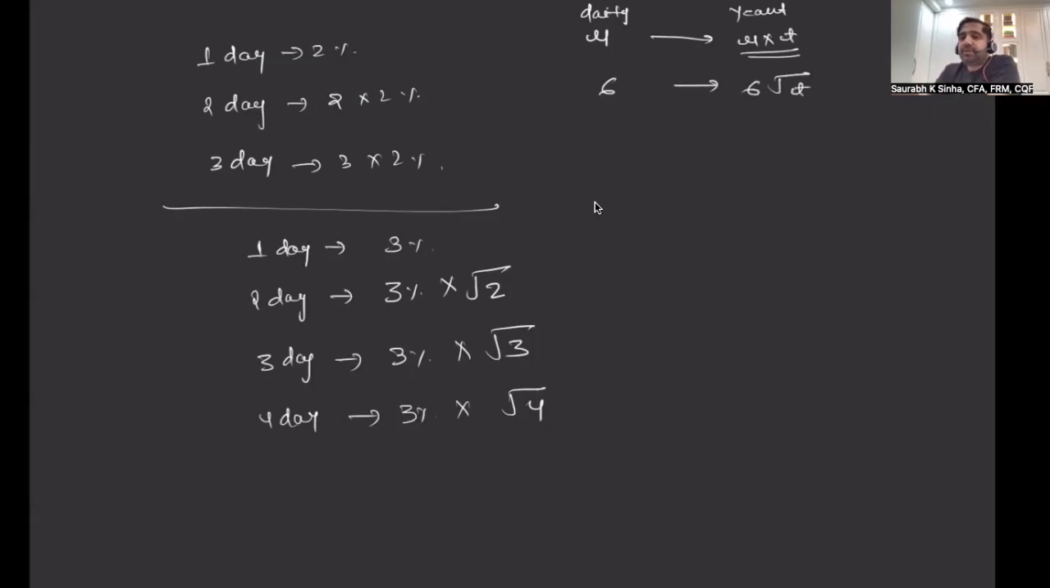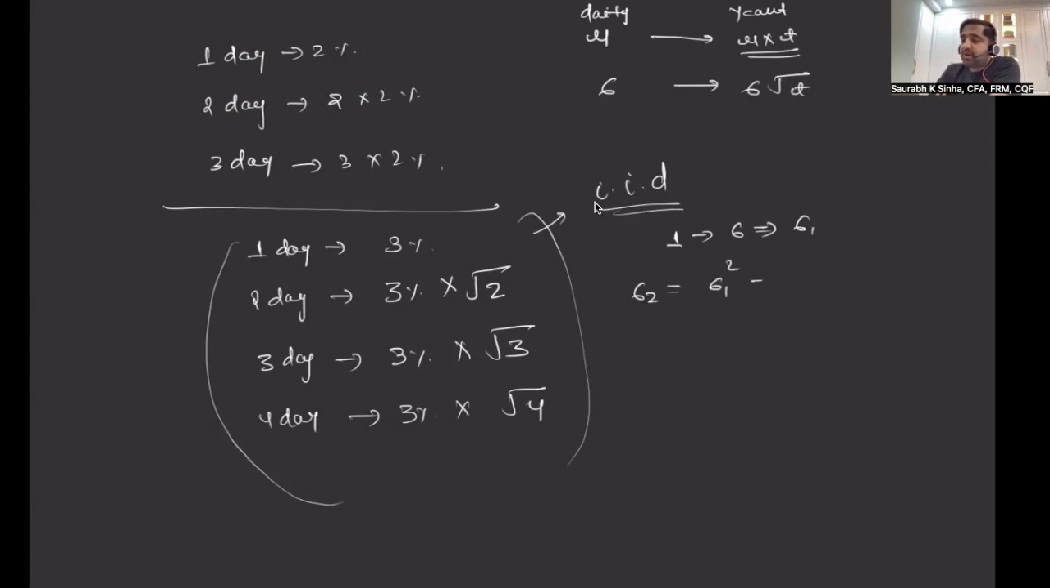Anyone? We derived this in quantitative analysis session 1 itself. Or if not session 1, then session 3 definitely. Otherwise, we could not discuss normal distribution. This came through the assumption of IID variables, independent and identical. How? If 1 day standard deviation is sigma 1, then 2 day standard deviation must be the square root of sigma 1 square plus sigma of the second day square plus 2 into correlation of sigma 1 and sigma 2.